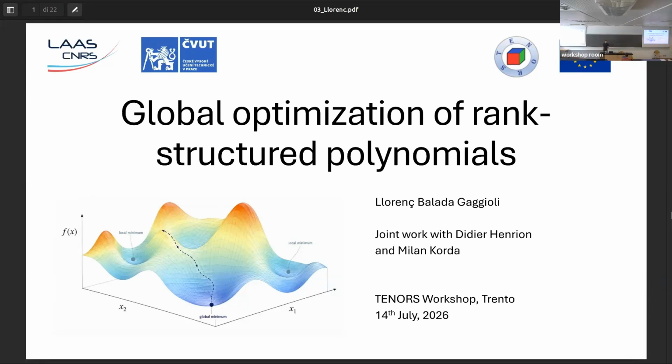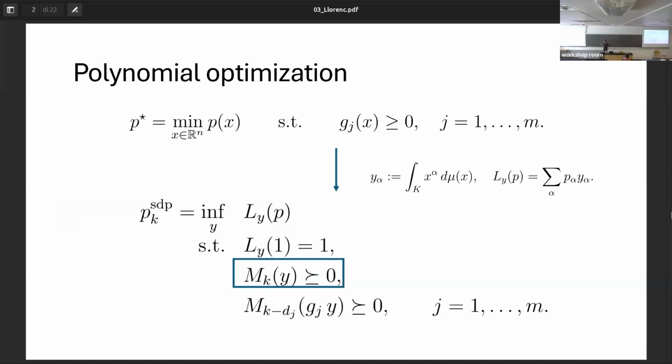So yeah, I'm going to explain also a bit about the moment SOS hierarchies and specifically how to exploit some type of structure, which we call rank structure polynomials. This is a joint work with Didier Rion and Milan Corda at LAAS in Toulouse. And yeah, let's go with it.